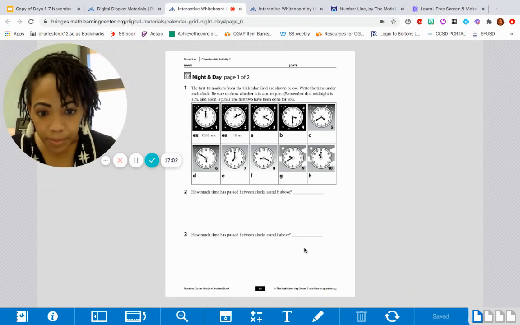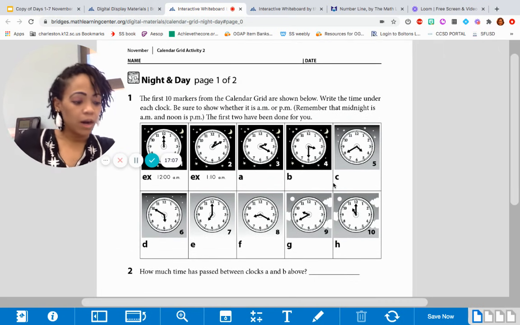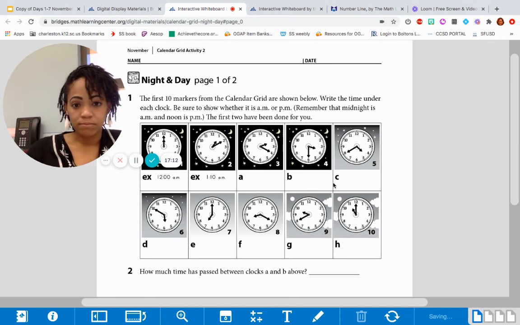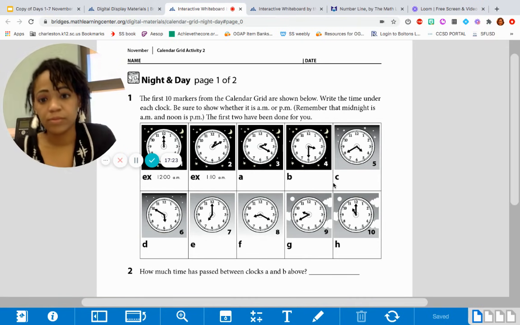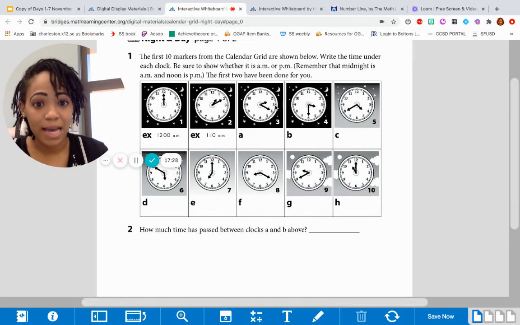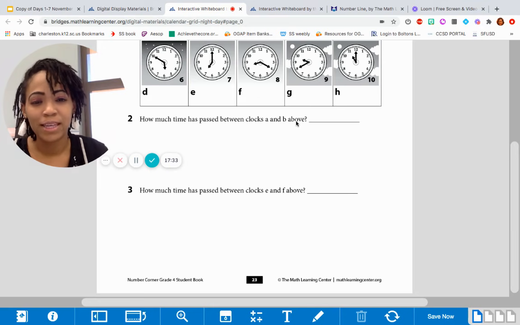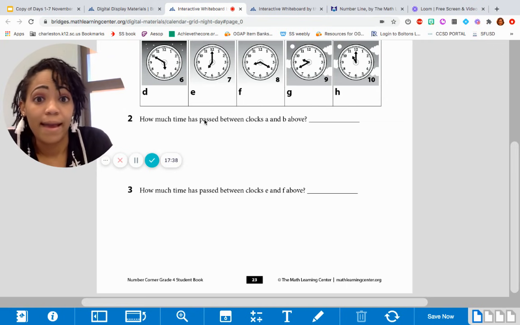Open up to page 23 in your number corner journal. We are going to fill in the times for each clock, including whether it's AM or PM. And then we're going to answer the questions. So today we're going to focus on just the first page, page 1 of 2, okay? I want you to pause this video and work through the times, AM or PM, and then the 2 questions below. I think you guys can do that fairly quickly. Pause this video, and when you're ready, come right back.